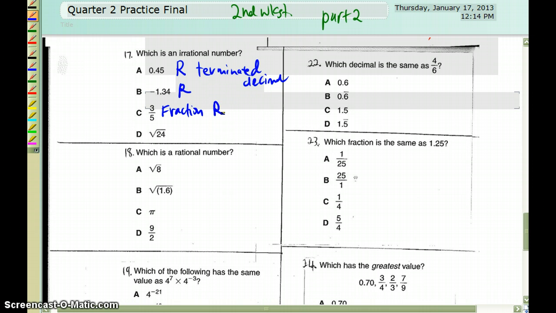And because C is a fraction, it also made it rational. Rational coming from the word ratio, which means fraction. But D is not a perfect square, which tells me that it's actually irrational. The only one that wasn't like the other choices.